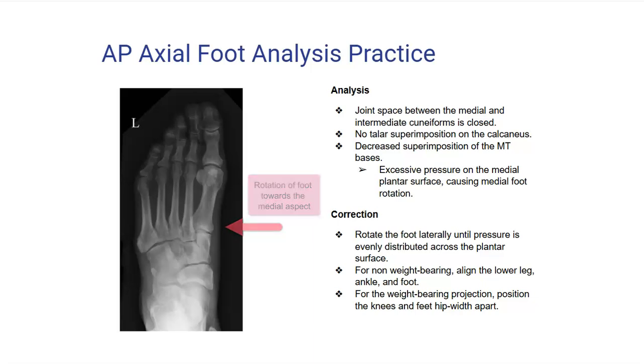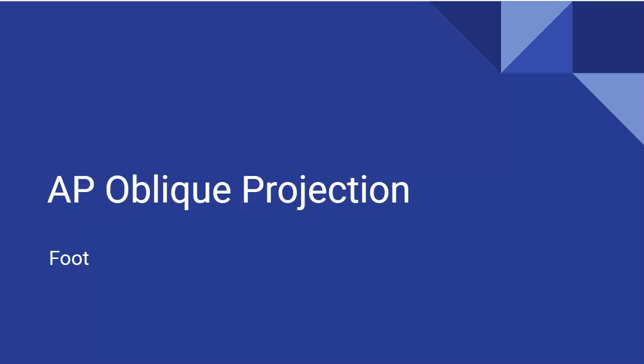In order to correct this imaging error, we need to rotate that foot laterally until pressure is evenly distributed across the plantar surface. For non-weight-bearing projections, you want to ensure that the lower leg, ankle, and foot are aligned. But for weight-bearing projections, you want to position the hips, knees, and feet hip width apart in order to ensure proper positioning. Let's move on to the medial oblique foot projection.